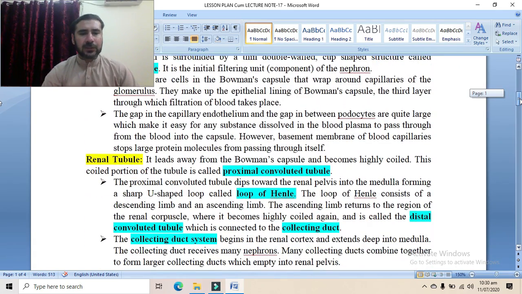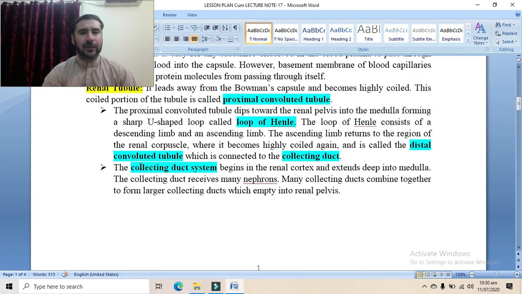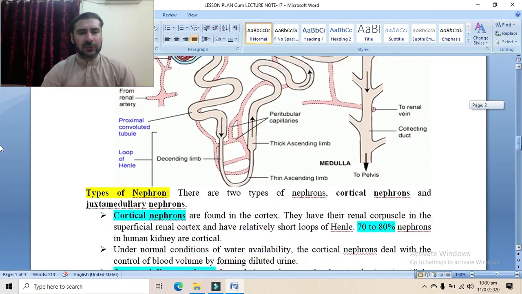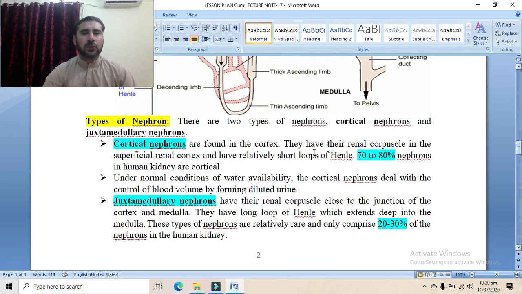The second broad part of the nephron, that is the renal tubule, again consists of four parts: the proximal convoluted tubule, the loop of Henle, the distal convoluted tubule, and the collecting ducts. Now we will proceed towards today's topic, the types of nephrons. So there are two types of nephrons, the cortical nephrons and the juxtamedullary nephrons.